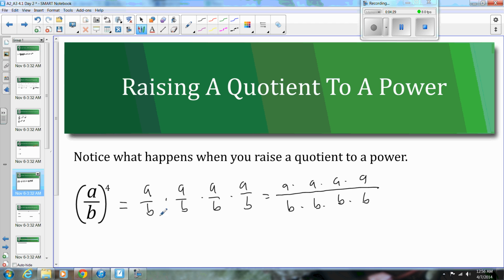Because all we're really doing, when we multiply fractions, is just multiplying numerators and multiplying denominators. So what are the multiplications in terms of exponents? How can I represent this expanded form in terms of exponents? Well, that's just simply a to the 4th power. Same thing with b to the 4th power. Okay? So let's take a look at this in rule form.